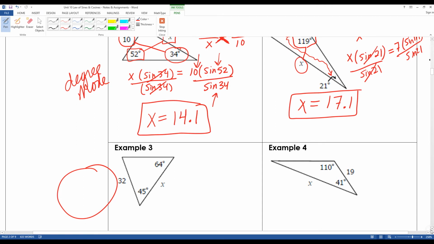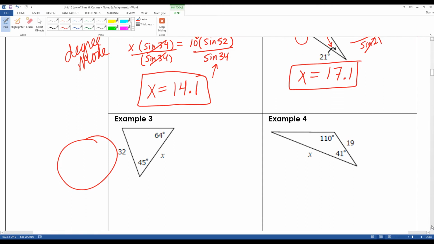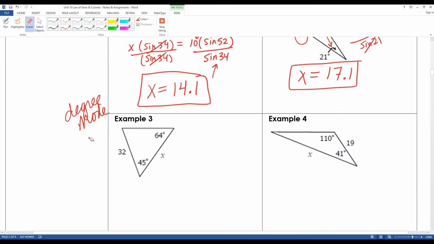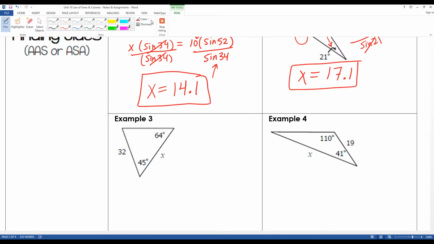Okay, let's see. Example 3 and 4. Got a wild circle over here. Okay, let's get rid of that. We'll go back to our pen. Maybe we'll do a different color for these. Why not?